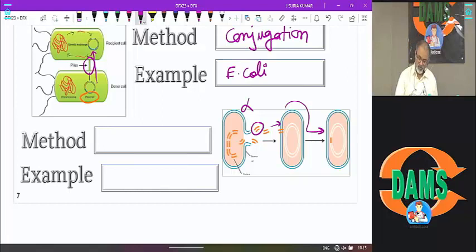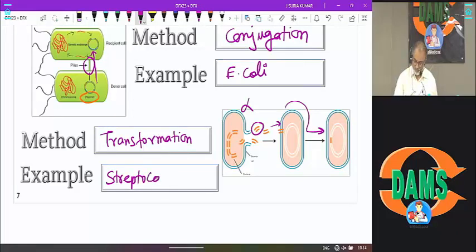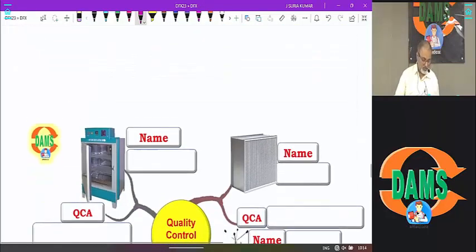Transformation. This is called transformation. Direct uptake of naked DNA. First it was described in which bacteria? Streptococcus pneumoniae by Griffith. There was an experiment called the Griffith experiment. Streptococcus pneumoniae, Griffith experiment.